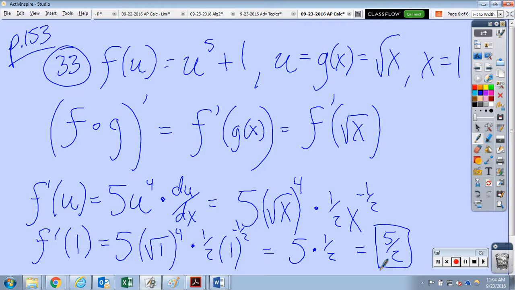You're not seeing the whole picture. It's actually 5u to the 4th times du dx. We never do that. Maybe you don't see it.